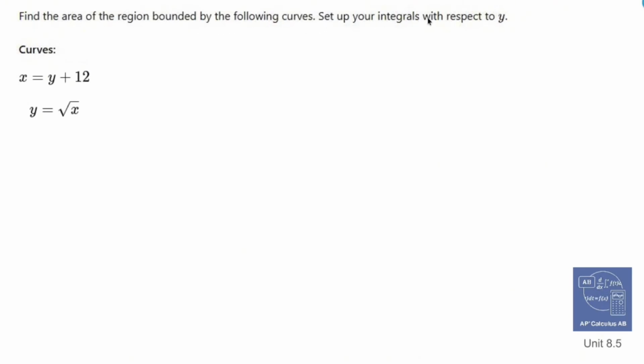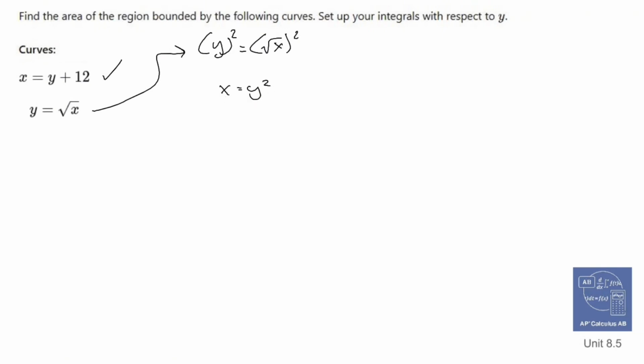Find the area of the region bounded by the following curves. Set up your integrals with respect to y, which means we have to have these as x equals something. Well, in order to make that x equals something, I have y equals the square root of x. No big deal. Let's just square both sides. And that gets us x equals y squared.